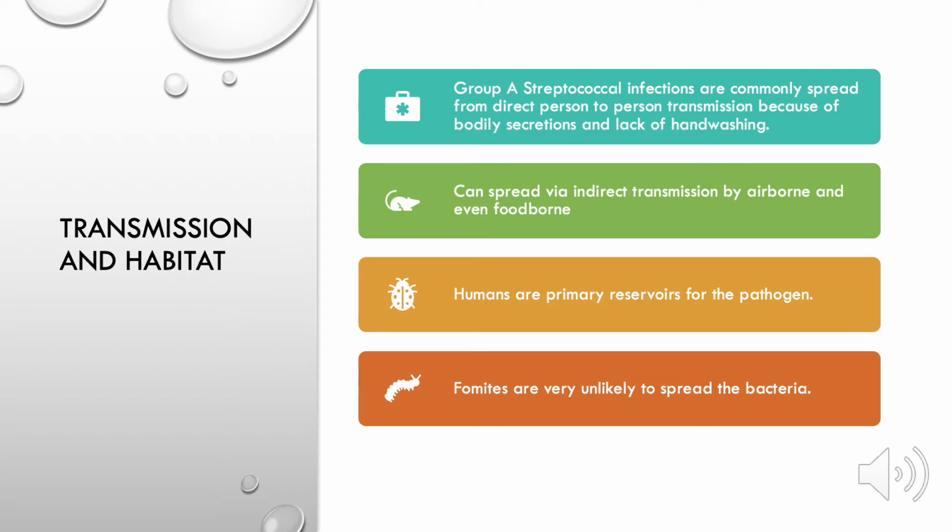Transmission and habitat. Group A streptococcal infections are commonly spread by direct person to person transmission. Saliva, nasal secretions, and respiratory droplets in the air from an infected person are more likely to transmit the bacteria. It can even spread via foodborne transmission because of improper food handling.